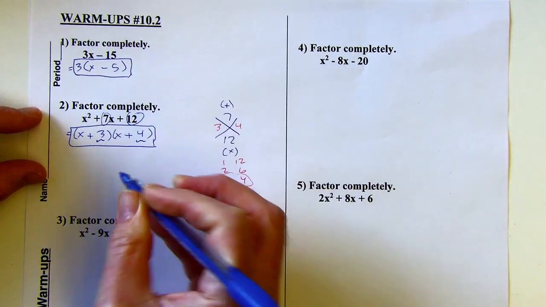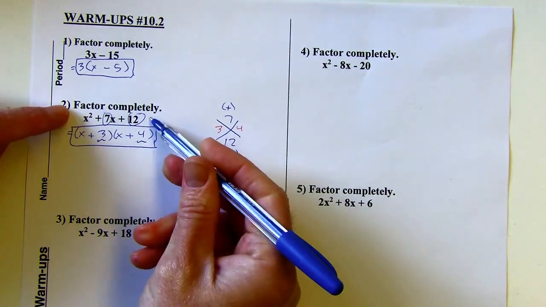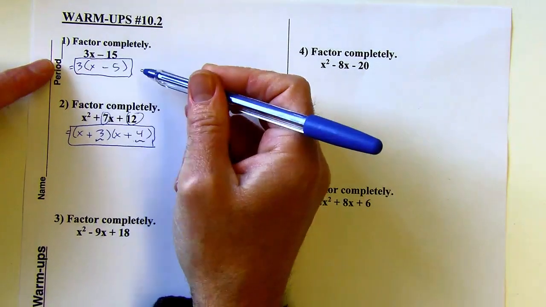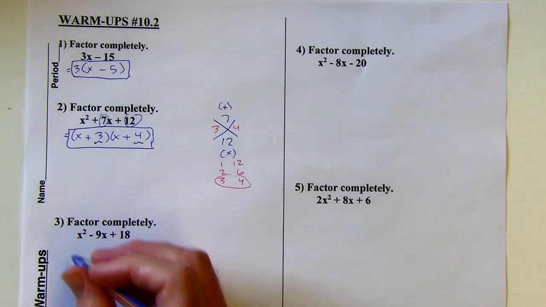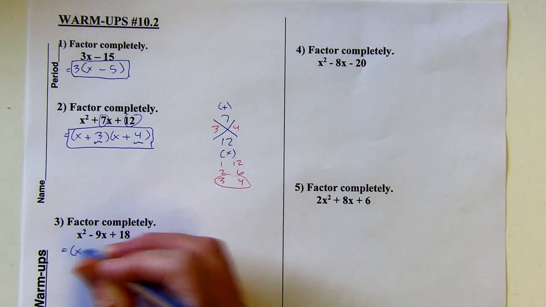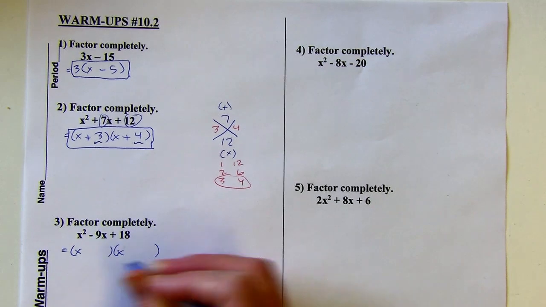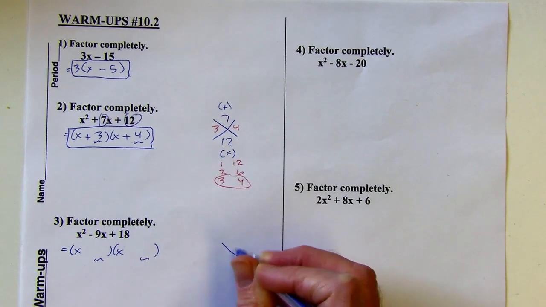And you could always check your answer by foiling it back together. Should get you here, or up here you could distribute the 3 back in. It should get you back to 3x minus 15. Okay. All right, and next one, same kind of deal. There's no common factor here, so I'm just trying to figure out what goes at the end of my parentheses.